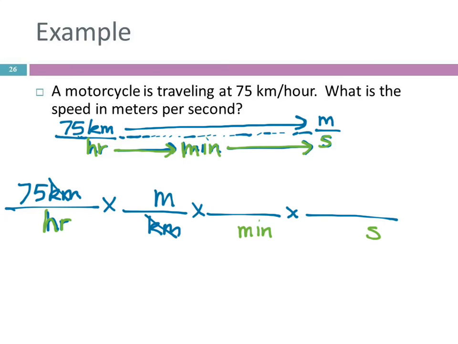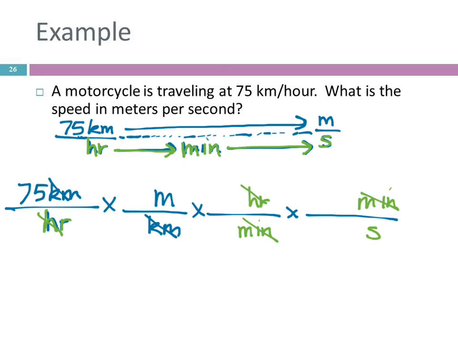It's upside down. It is. We need hours to cancel. So this time it's going to go into the top to cancel. Hours cancel. And we need to get rid of these minutes. So if we put minute up there, the minutes cancel out. Any questions about how I got the units in there?